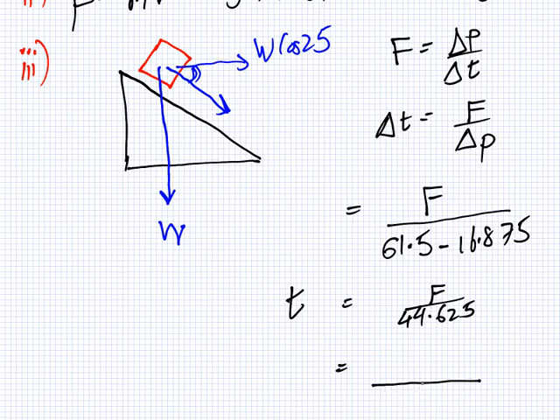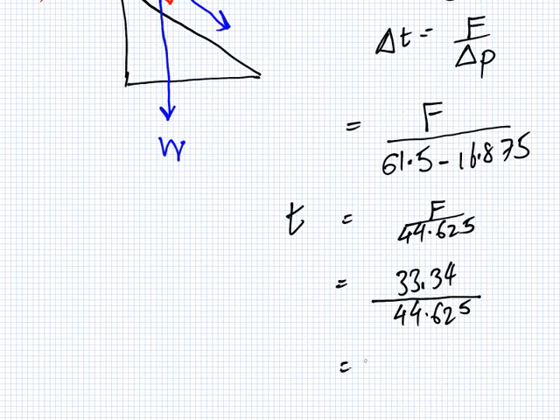3.75 times 9.81 times cos 25. 33.34 is what I got for this. Oh, I know what I figured out.